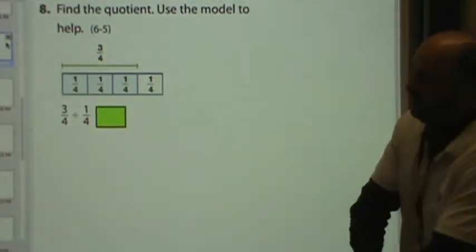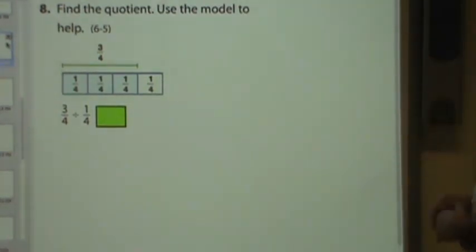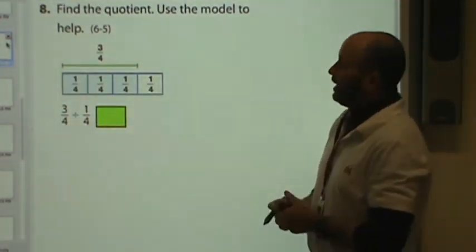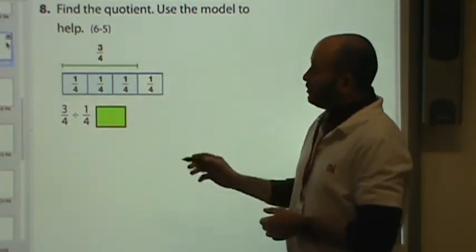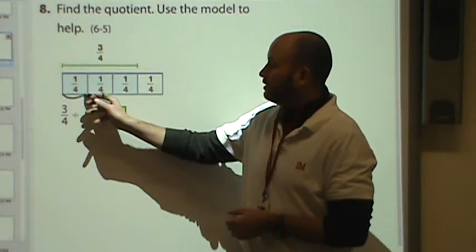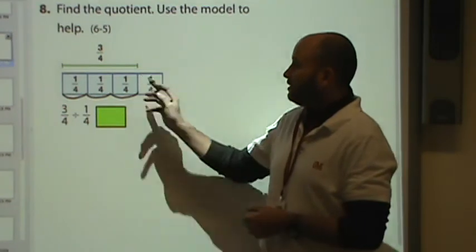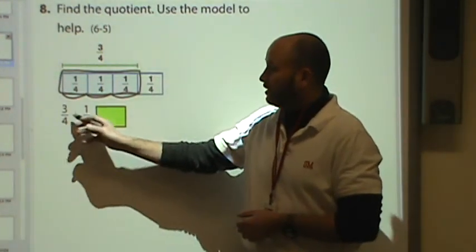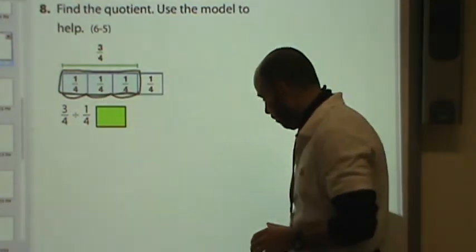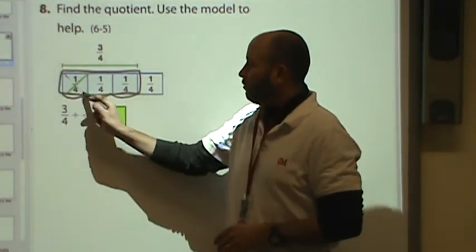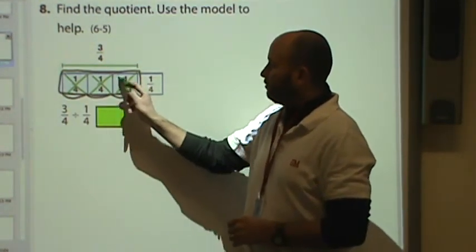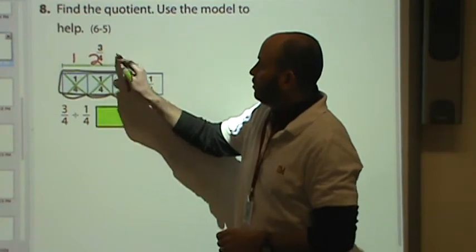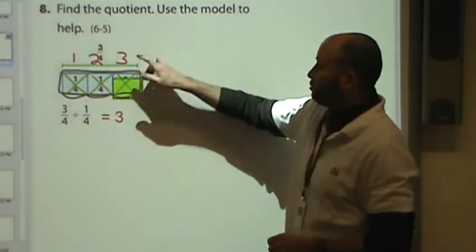Okay, number 8. Find the quotient. Use the model to help. In this situation, we're looking at a model of division, and we're looking at 3/4 divided by 1/4. They've created units of 1/4, and they've decided that they're going to take 3/4, which is what you're working with. You're going to divide it by pieces that are all 1/4 in size. So we have a 1/4 piece, another 1/4 piece, and another 1/4 piece. So when you look at it from that point of view, you end up with 1, 2, 3 parts. So your answer for this problem is 3.